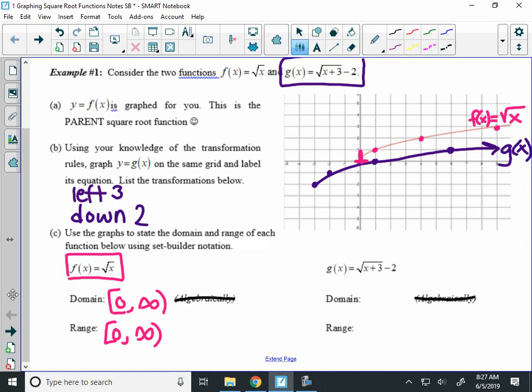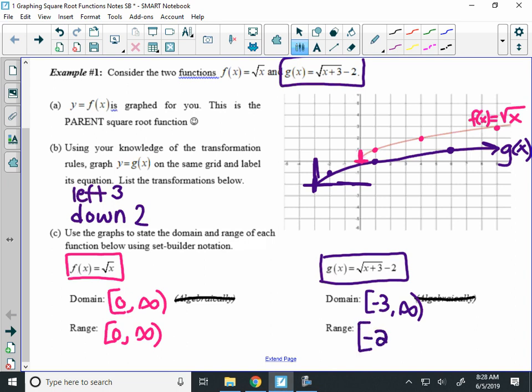When I look at my transformed graph, g of x, the purple one, same thing with domain. I go all the way to the left. Here my leftmost x is at -3. And I still go to infinity. I'm going right forever. The range is the bottom. Well, the lowest y value here was at -2. And this graph went up to infinity. So that would be the domain and range for those first 2 graphs. And again, we'll deal with the algebraic stuff on the next page.